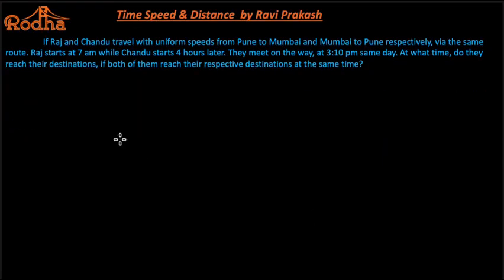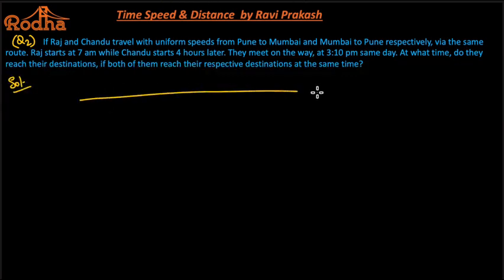Now question 2 says, let me read this question to all of you. It says that if Raj and Chandu travel with uniform speeds from Pune to Mumbai and Mumbai to Pune respectively via the same route, Raj starts at 7 am while Chandu starts 4 hours later. Okay, so again let's make the diagram here.